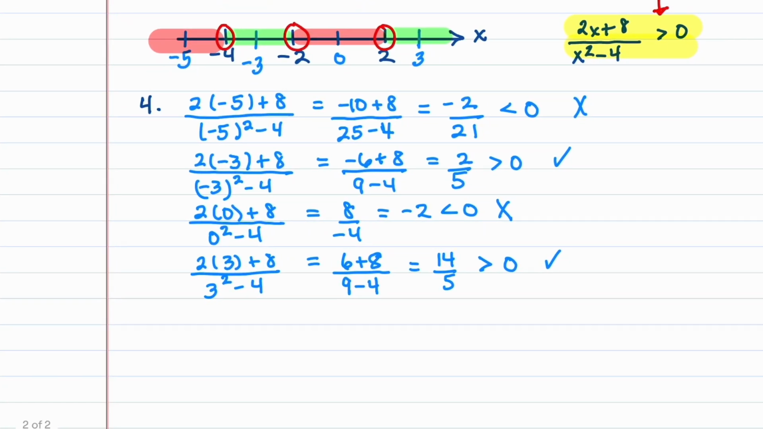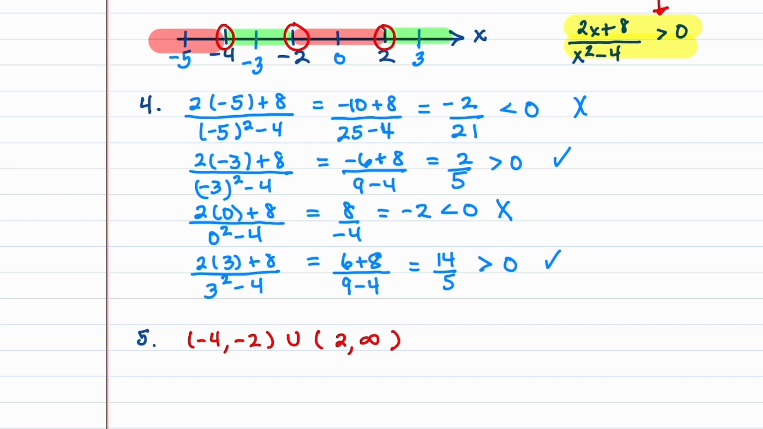Now all we have to do is write down our answer in interval notation. Our answer is going to include the regions that we marked in green, and those regions are from negative 4 to negative 2, union, that just means both are included, 2 to infinity.